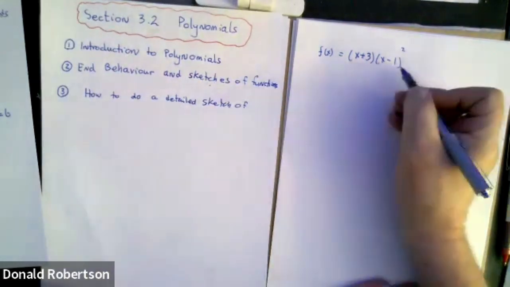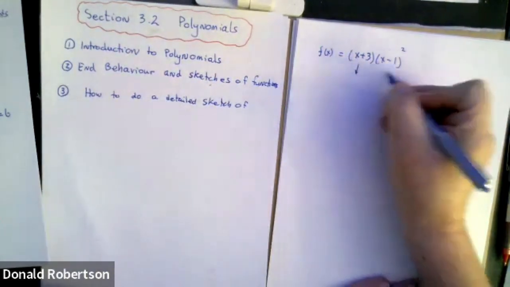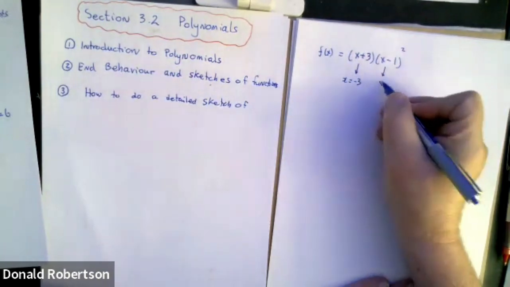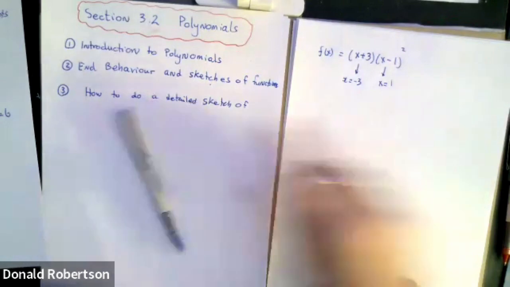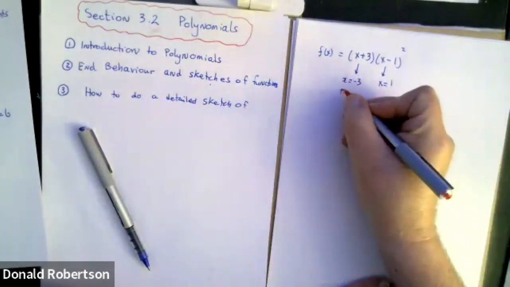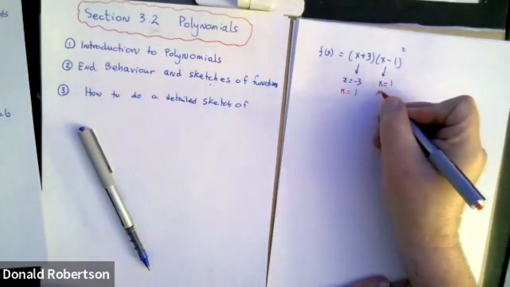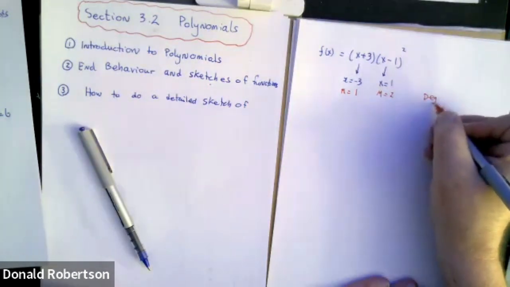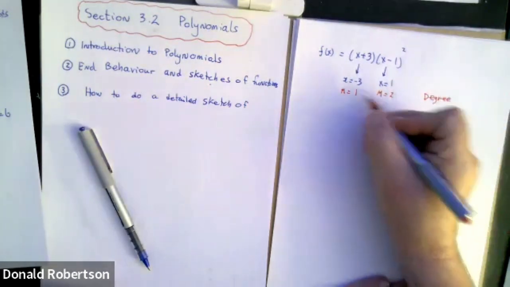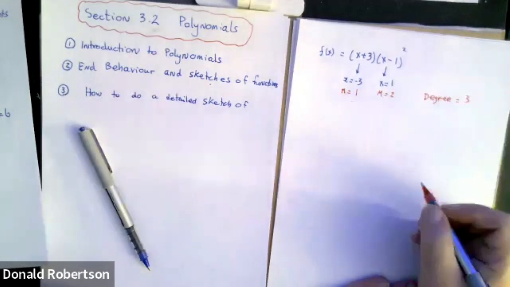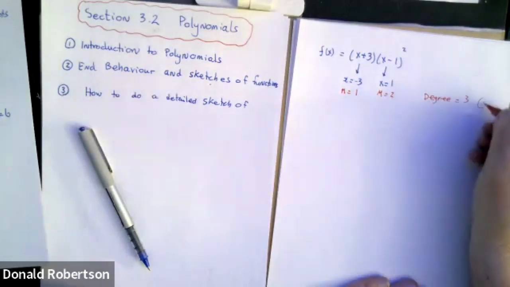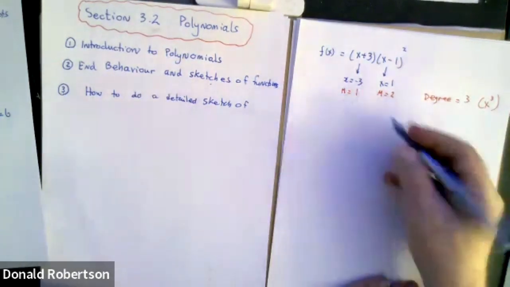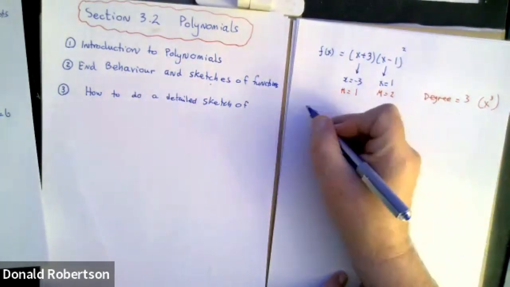Well, I would look at this guy and I'd say, okay, let's find the zeros. There's one at -3. There's one at 1. Let's do the multiplicity. 1 and 2. So that makes this polynomial a degree of 3, which basically means it behaves like x cubed. So end behavior now.